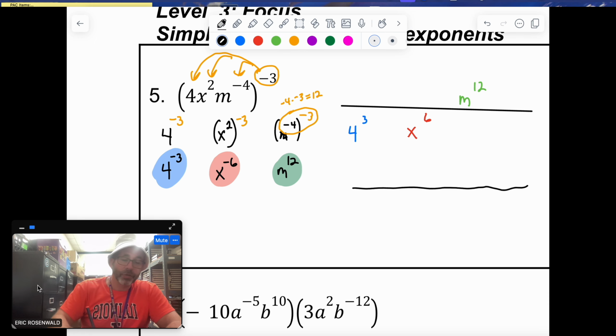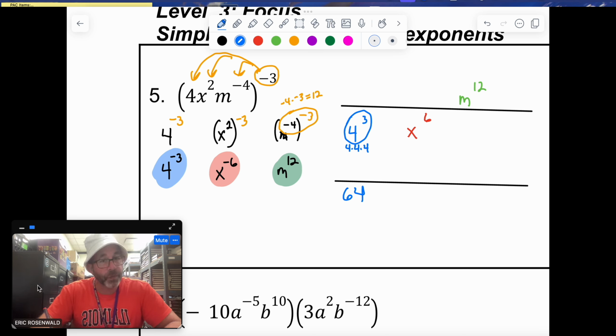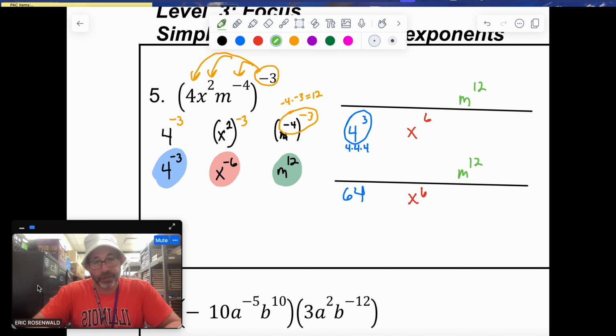Okay? So we've done all the movements. Now let's just see if there's any simplifying that we can do. That 4 to the 3rd power we can put in our calculator, and that's going to give us 64. It's not 12. Remember, this is 4 times 4 times 4, which is 64. Okay? The x to the 6th won't change, and the m to the 12th will not change. So this will be our final answer here.